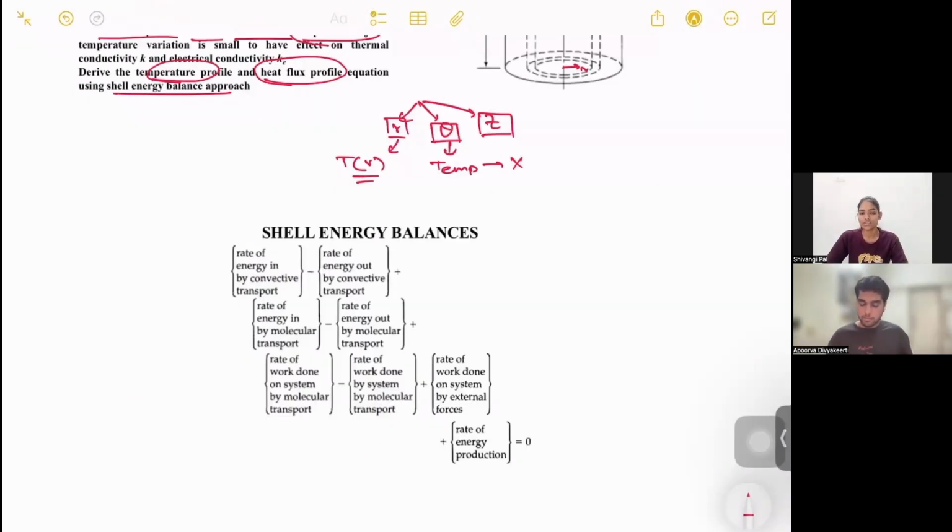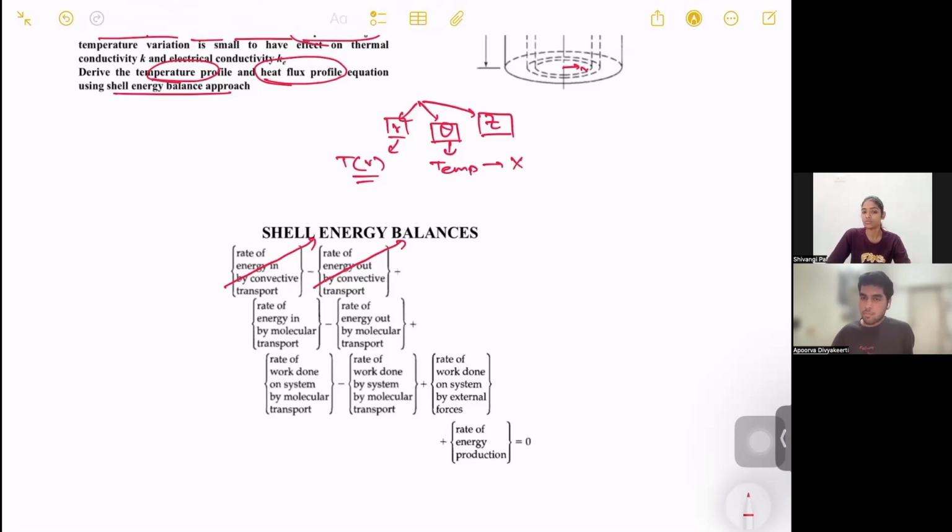So now we will be seeing how the shell energy balance equation is applied to this question. We will be seeing each and every term one by one. Our first term is the rate of energy in by convective transfer. This term will be 0. Why? It is 0 because there is actually no bulk fluid. The heat is transferred due to two reasons, either conduction or convection. We have only a solid wire and only conduction is taking place. We do not have any bulk fluid outside the wire. Due to that, our convection will be 0.